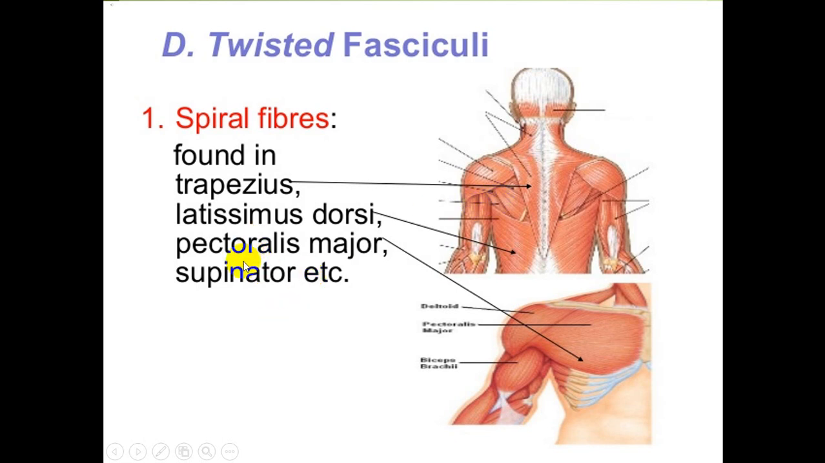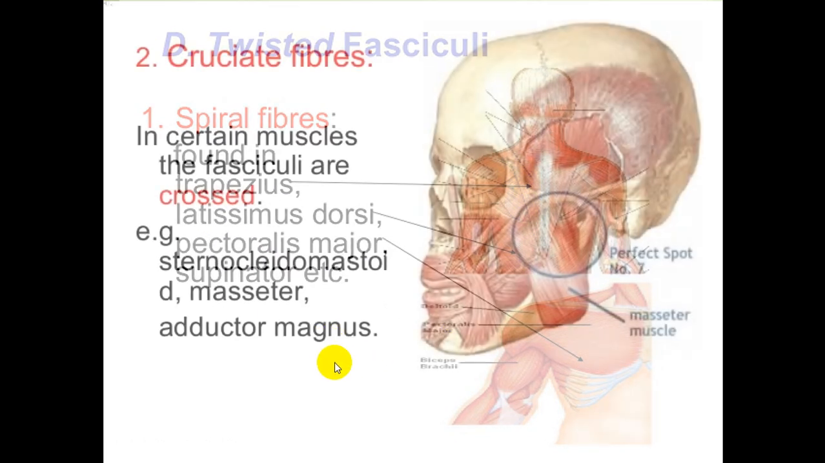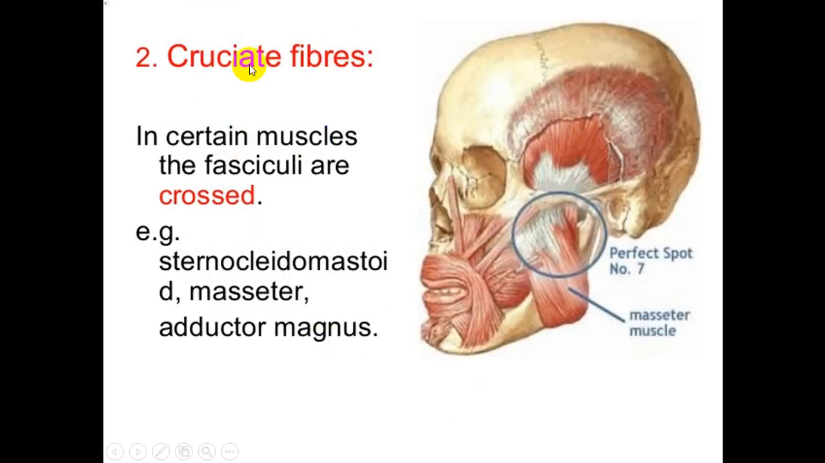Then the supinator muscle and the ascending fibers or the lower fibers of trapezius are also twisting or spiraling before their insertion. Cruciate muscles are also those muscles in which the fibers change direction such that the muscle fascicles make a cross appearance. So examples include sternocleidomastoid that we have studied with the upper limb, and masseter muscle here shown in the jaw. Adductor magnus is also included in this category.